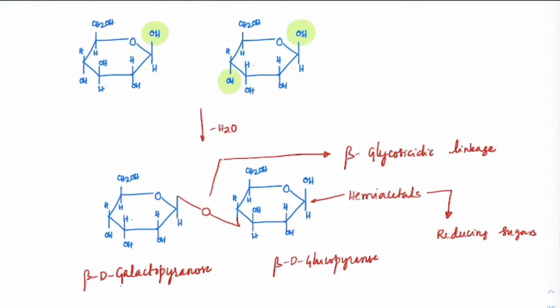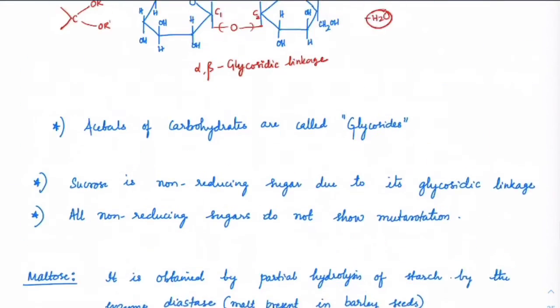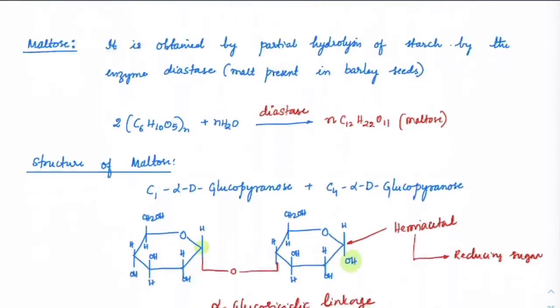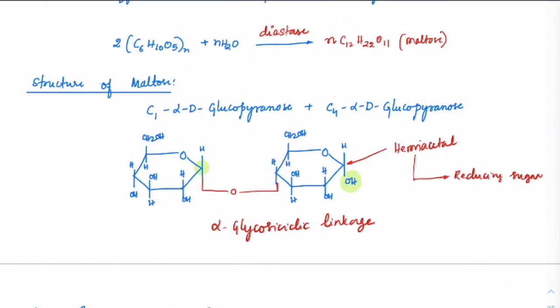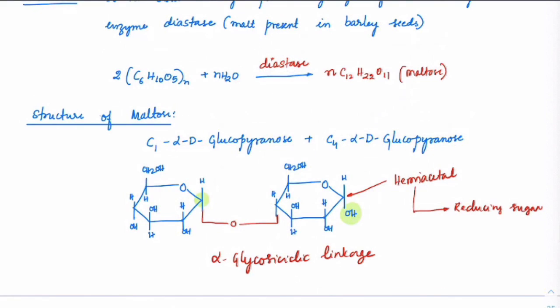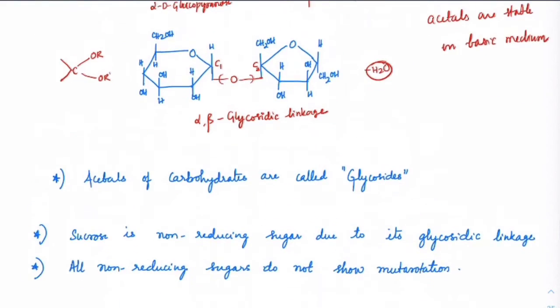So what are disaccharides? What are monosaccharides? How are the structures? As far as the syllabus is concerned, in disaccharides we have only these three: maltose, lactose, and sucrose.